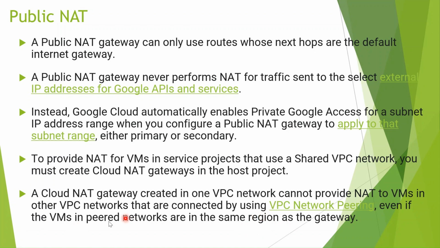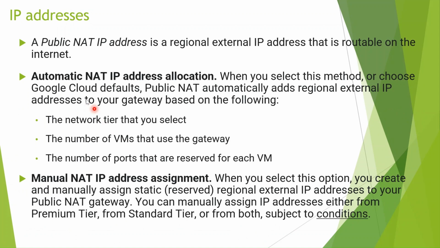Even if the VMs in paired networks are in the same region, it will not work. VPC peering doesn't support NAT. You can't share your NAT with another network. You have to make sure of that. And after that, we have two options.